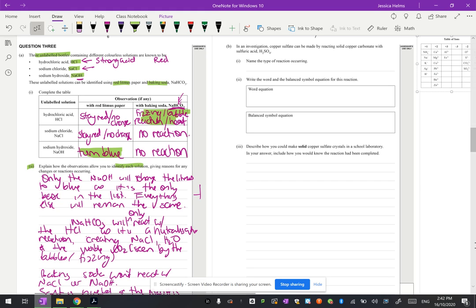Okay, part B of question 3. In an investigation, copper sulfate can be made by reacting solid copper carbonate with sulfuric acid, H2SO4. Name the type of reaction that is occurring.